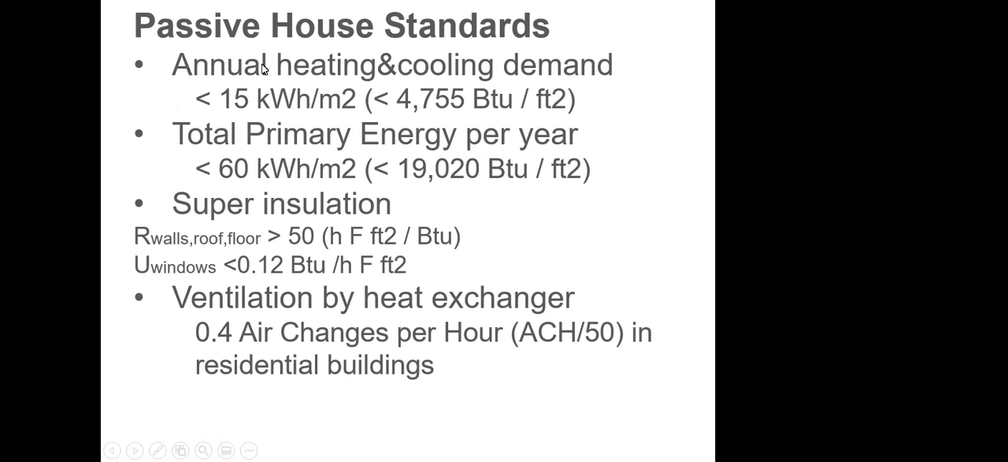Okay, so it's the annual or yearly heating and cooling demand. So if we have this 4,755 BTU per feet square. Okay, so we need to calculate the total heating load, and then we have to divide by the area. If we are above this number, it doesn't meet the passive house standards, even though we meet the R value, the U value of the windows, and the heat exchanger.